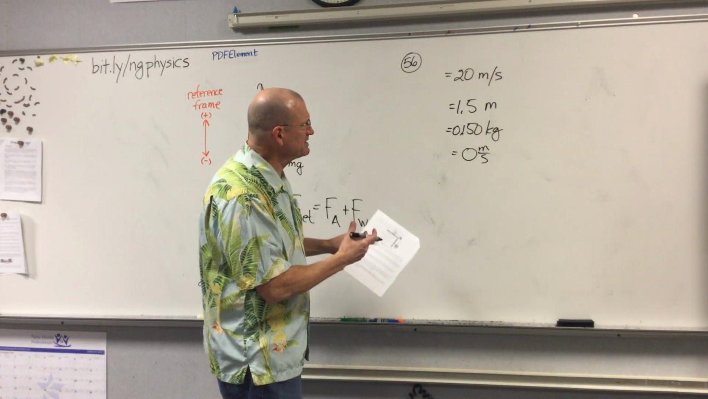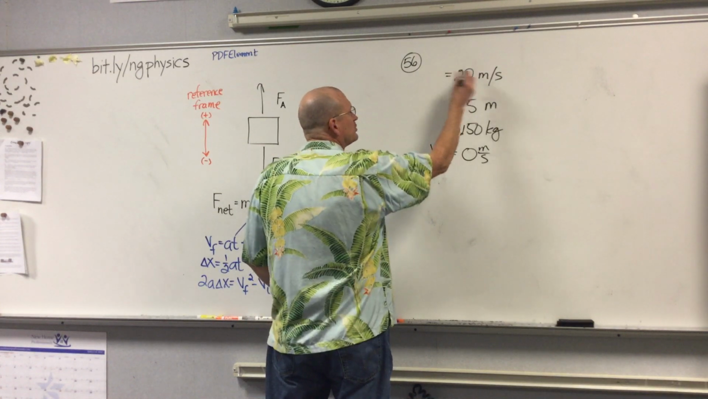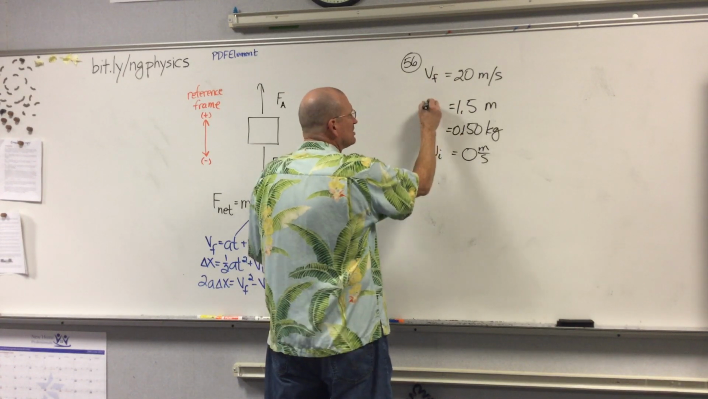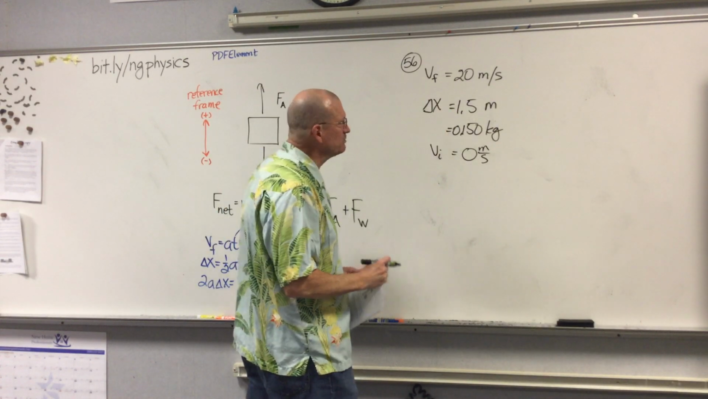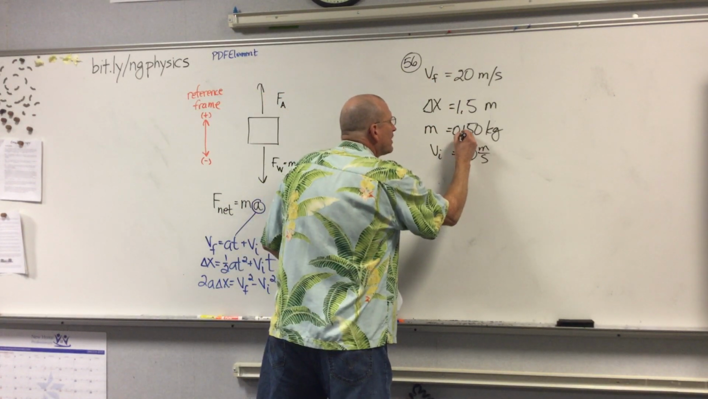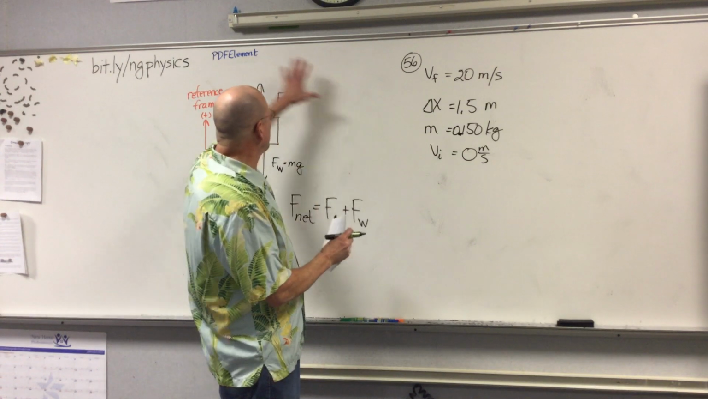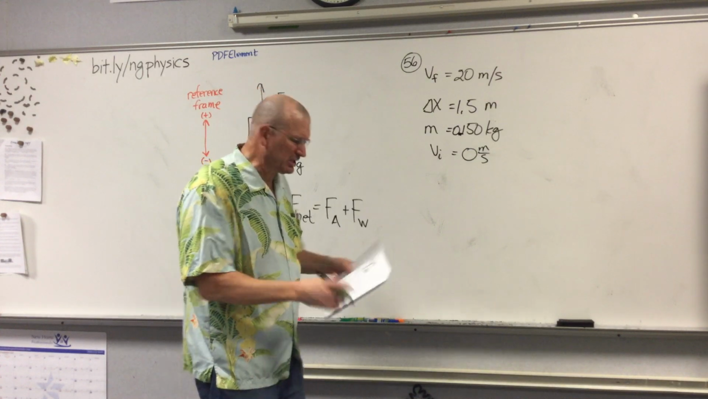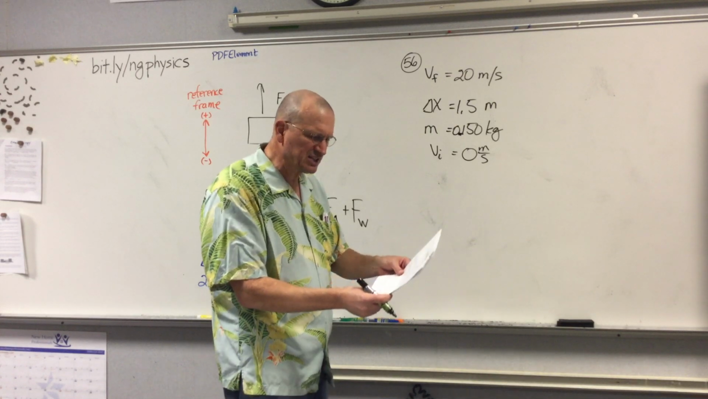So if we look at these pieces of information, the 0 meters per second is our initial velocity, the 20 meters per second is our final velocity, the 1.5 meters is the delta x because that is the vertical distance that the ball is moved through as it picks up the speed, and then our 0.150 kilograms is our mass. Now, one of the things that I would ask you is, what are we actually looking for? Because the problem asks, find the force he exerts on the ball to give it this upward speed.